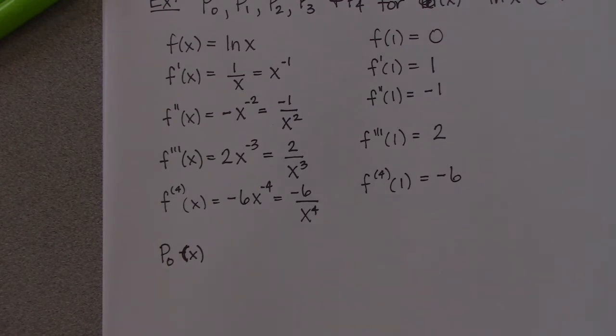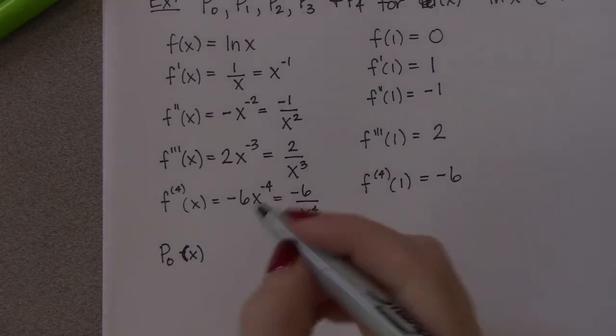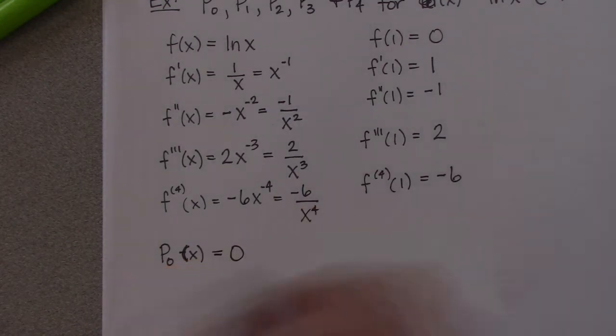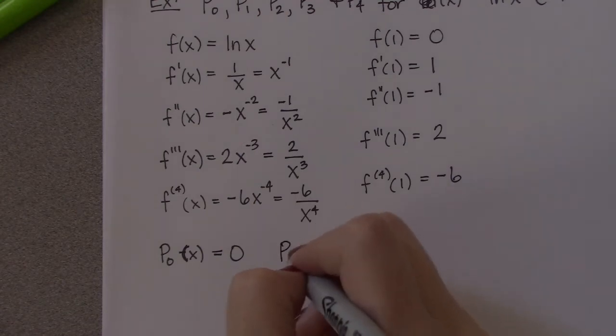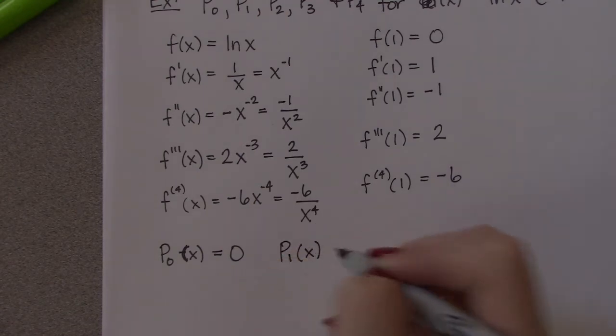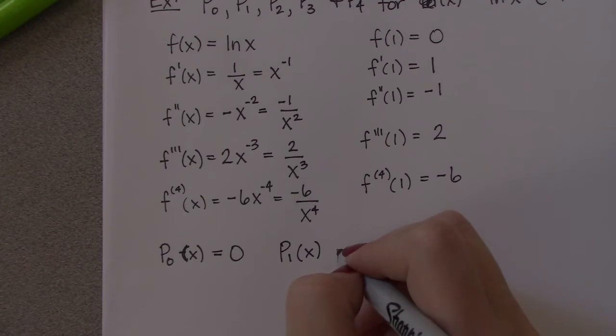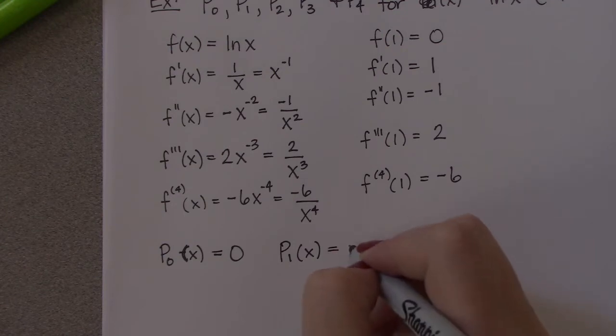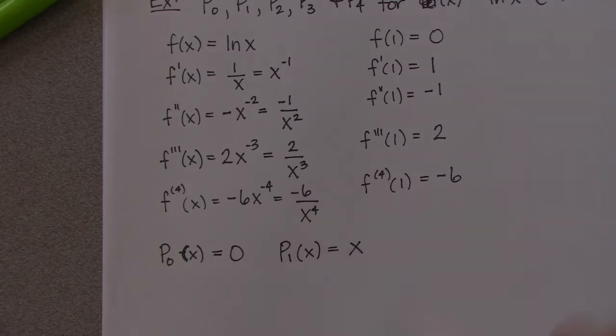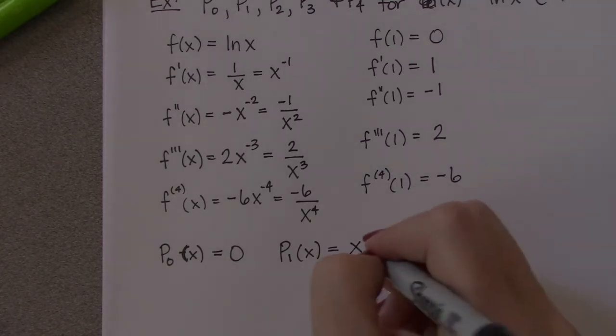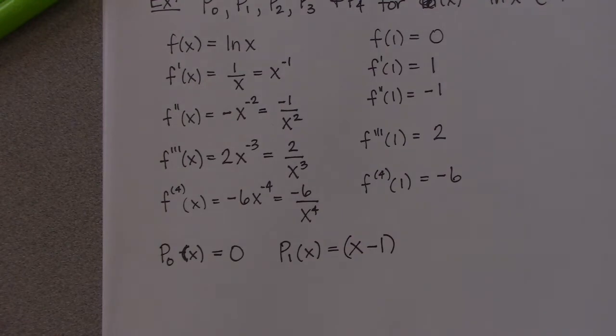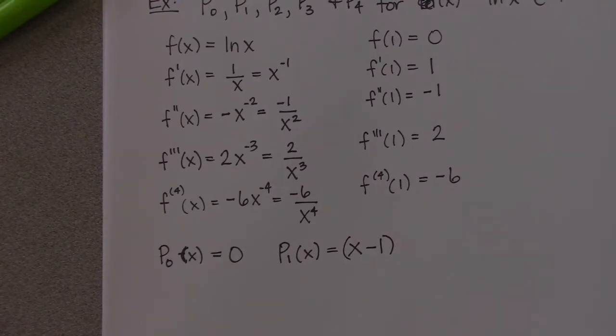Well, P0 of x is just the very first term. That's it. And it equals 0. So it's 0 times x to the 0, which is just 0. The second, or the first degree polynomial says grab the first 2 terms. So it's 0 times x to the 0 plus 1 times x. Oops, and we centered at 1, so it's actually x minus c. So there is the first degree polynomial, because it's just 1 times that.